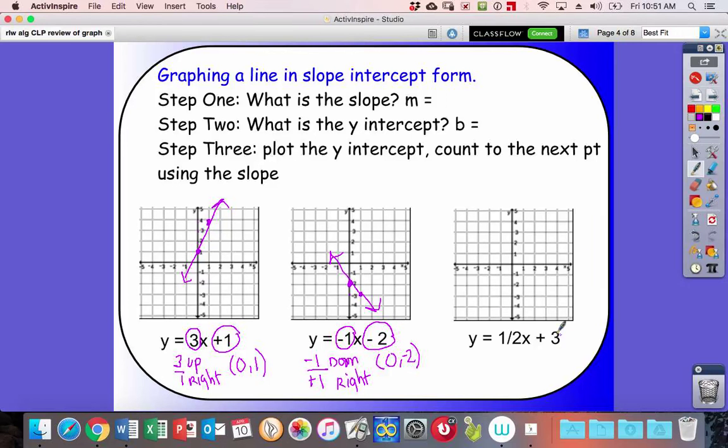Over here, I look at it, I have a slope of 1 over 2. That means I'm going to go up by 1, right by 2.